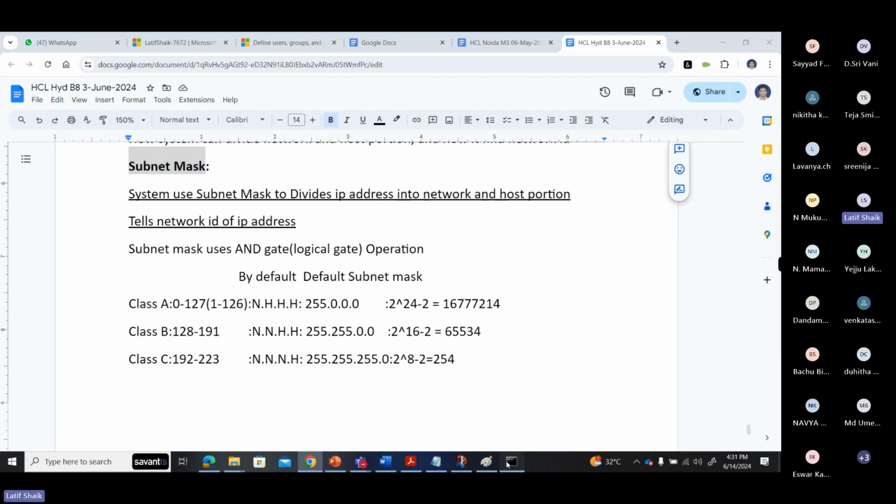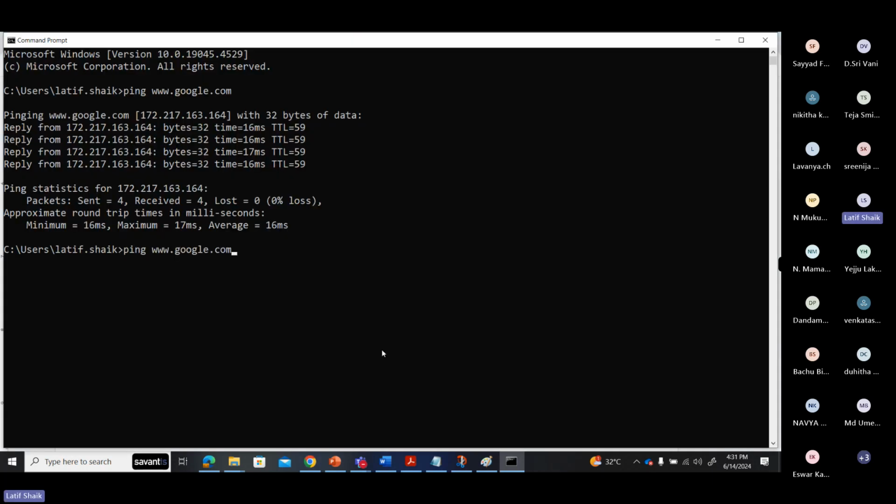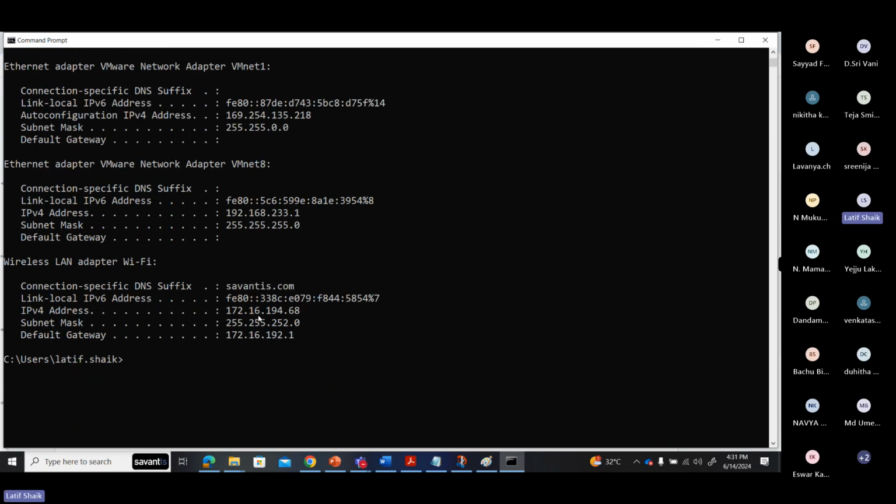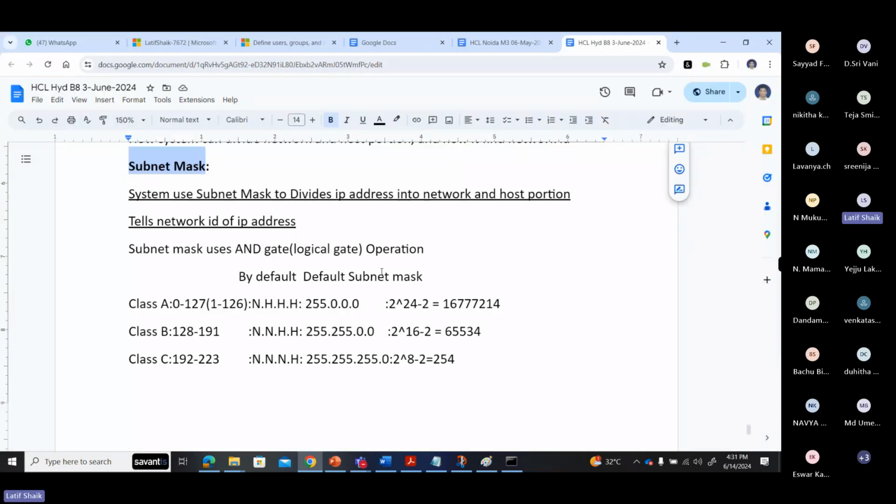Guys, when you assign an IP address, okay? So I'm checking an IP address. See, there is an IP address, and also you can see the subnet mask. What is the use of this subnet mask? The system uses this subnet mask to divide this IP address into network and host portions and tells the network ID.